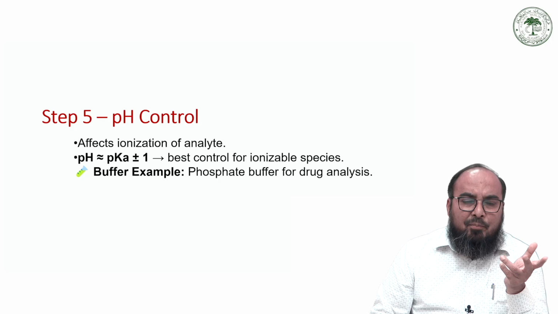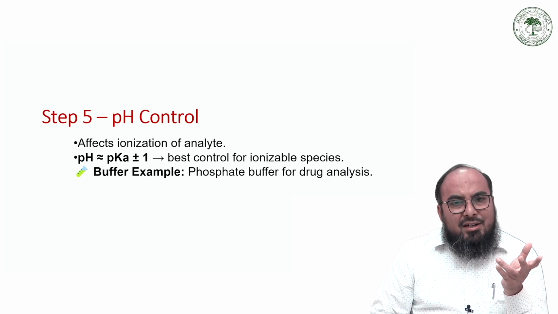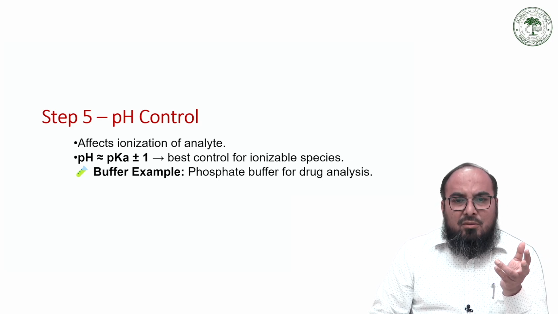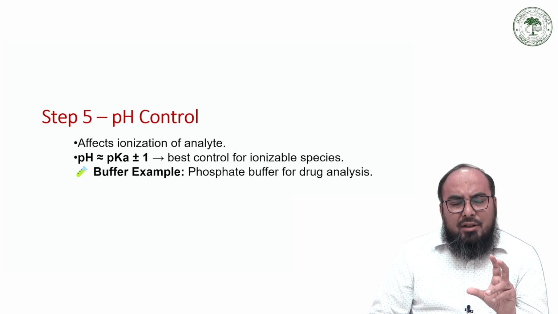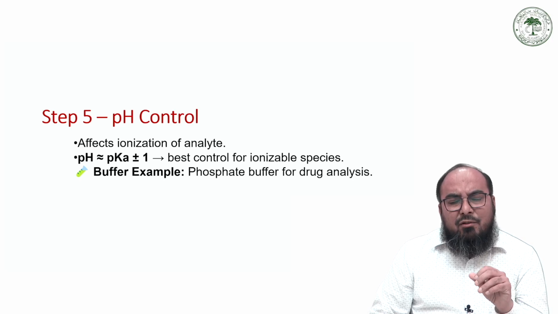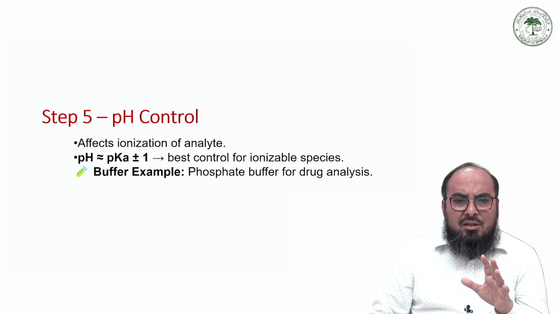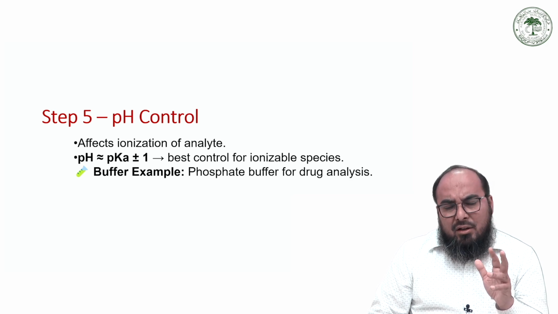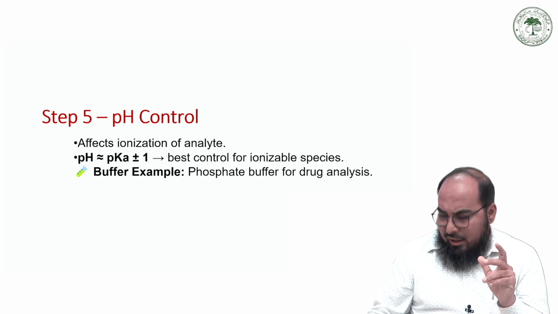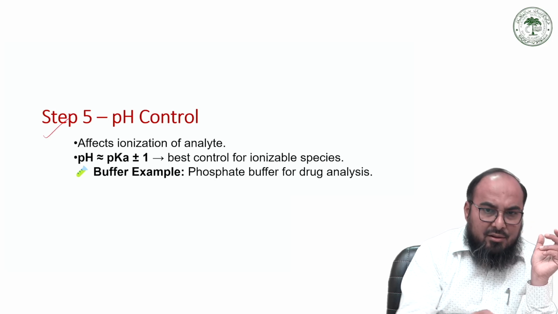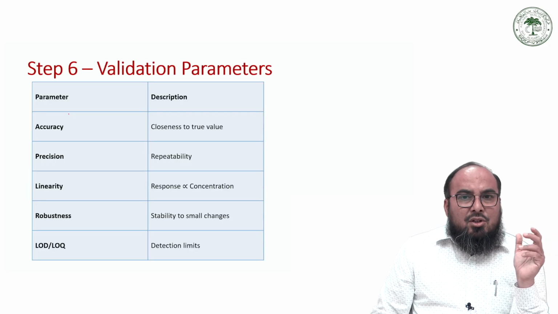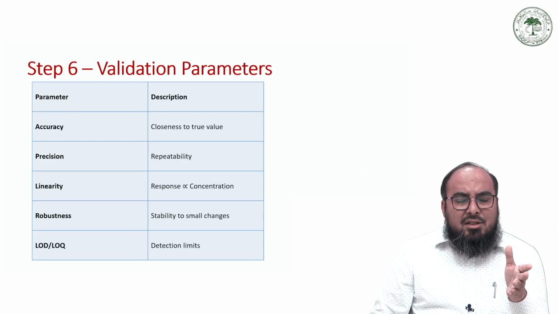Now pH control. pH actually affects the ionization of the analyte, so it has to be accounted for when we have to separate ionizable species, and generally we take phosphate buffer as a mobile phase, and we've already discussed it. So these are the validation parameters.